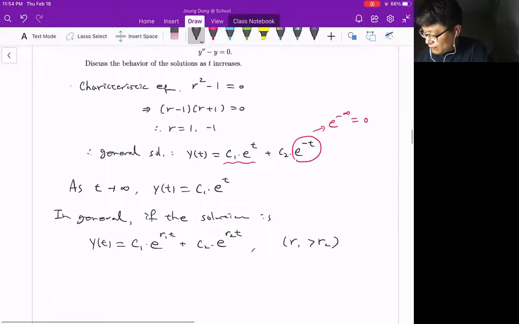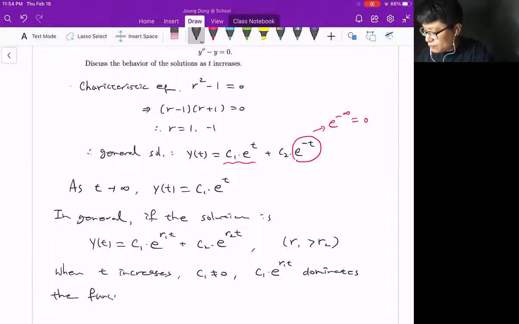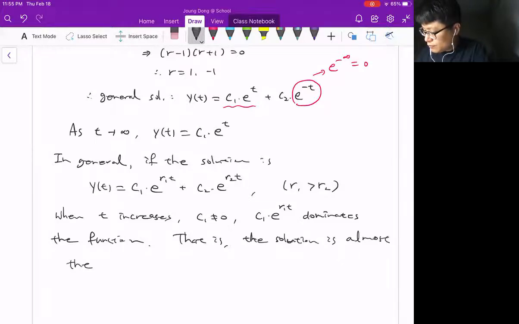Let me write this. When t is increasing, and we assume C1 is not equal to 0, definitely, then C1 e to the r1 t dominates the function, which means the solution is almost the same as C1 e to the r1 t. Is it okay? This is the idea.